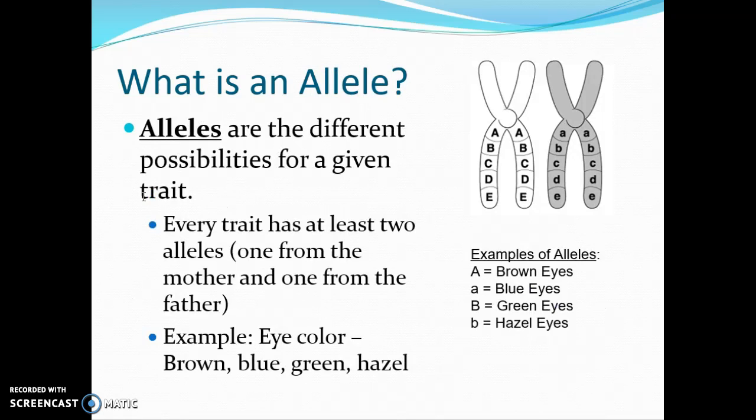Alleles are different possibilities for a given trait, so every trait has at least two alleles. For eye color, you actually have four different options. You can have brown eyes, blue eyes, green eyes, hazel eyes. Those are all represented by different letters.